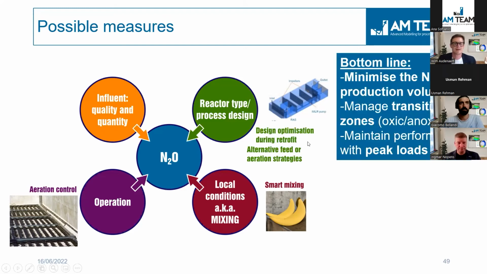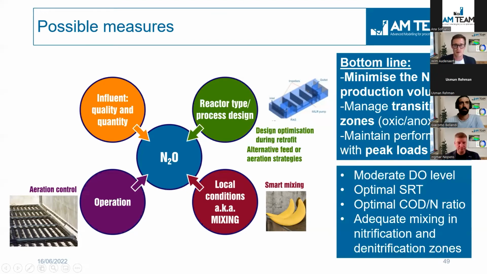The bottom line is what we see here. It's all about minimizing the N2O production volume. So we look at N2O in a 3D perspective and see it as a big red cloud or several clouds that shift across the plant as a function of your operation. And you really have to minimize the volume. So by managing transition zones, oxic, anoxic, avoiding these extreme conditions and maintaining the performance when peak loads come in.